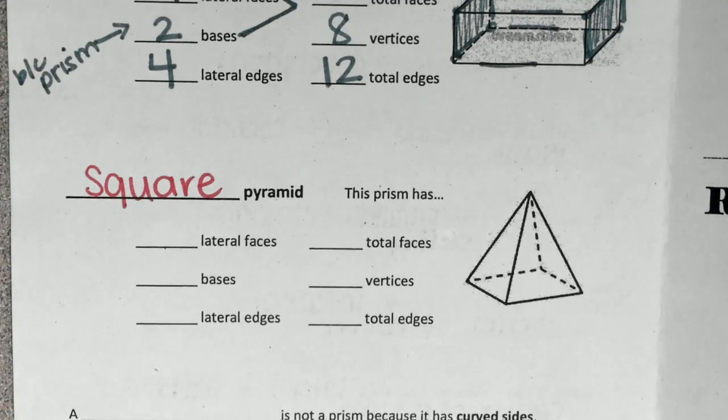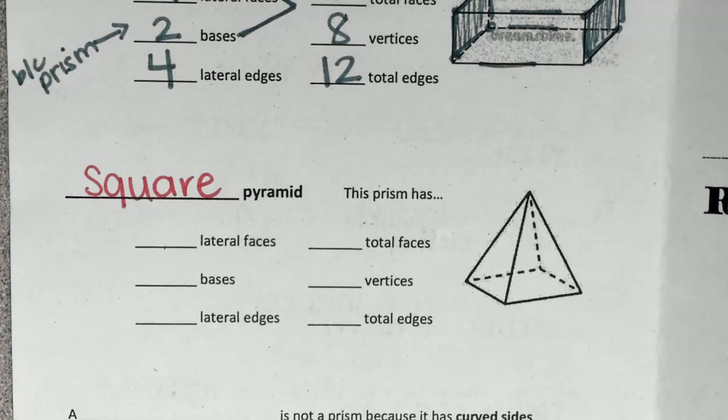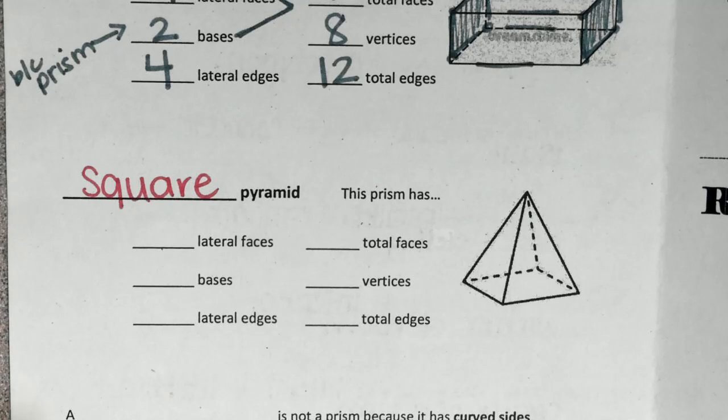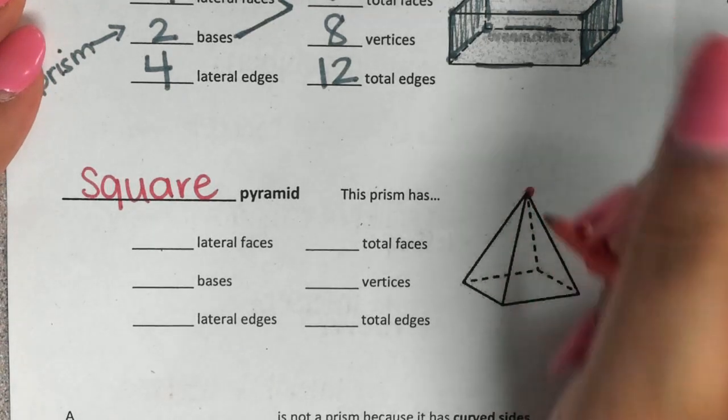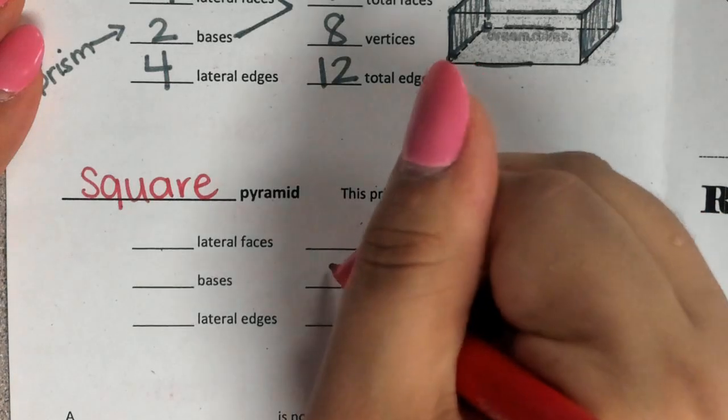Wait, how does this work? I'm telling you it's a square. I'm telling you on the bottom, all the sides are the same. It's a pyramid, Maya. And there's a square at the bottom. How many sides do you think?